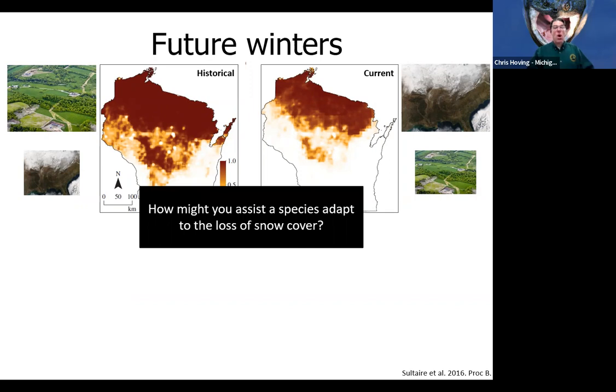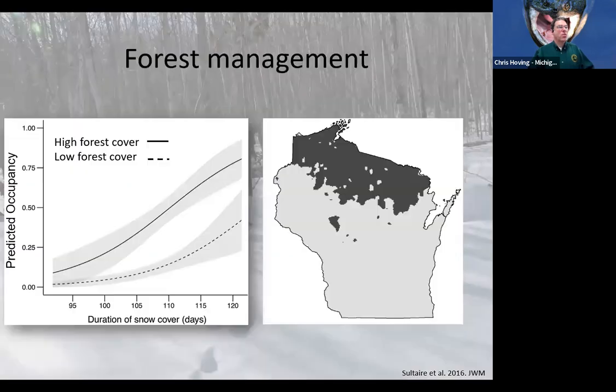So then the question is, what could you do about that? I suppose we could put snowmaking equipment out on the landscape, but not at a landscape level to assist snowshoe hares. So what can be done? Well, we can look at how this range has shifted in areas that have a lot of forest cover and a lot of young forest, compared to areas that are relatively open and have less forest cover or have a lot of mature forest.